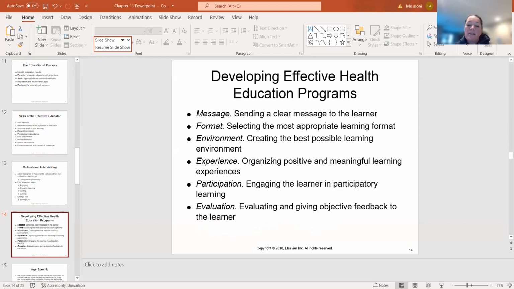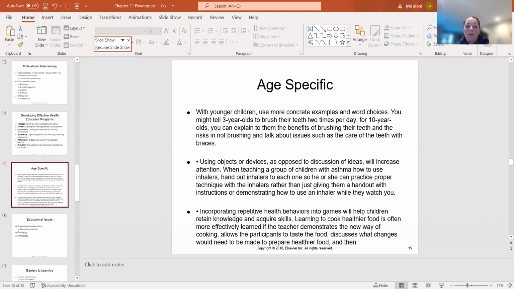We're going to organize positive and meaningful learning experiences, make sure we have that participation and then that evaluation at the end. One thing that I wanted to talk about as well is be really age specific when you're teaching something. So with younger children, you're going to use more concrete examples. So you might tell 3-year-olds to brush their teeth 2 times a day. But for 10-year-olds, you can say, hey, listen, you brush your teeth so that you don't get cavities.